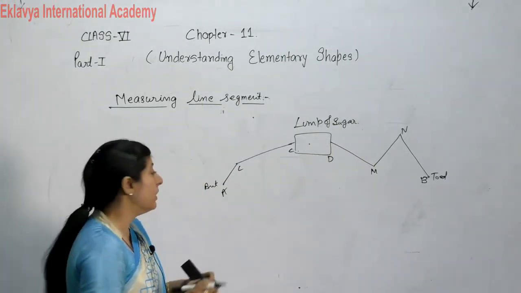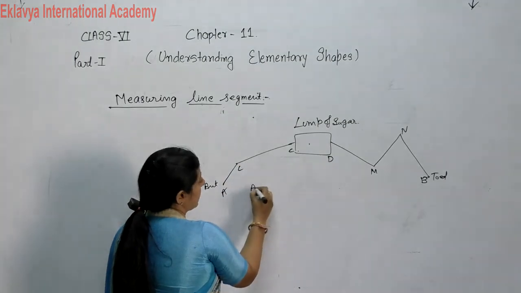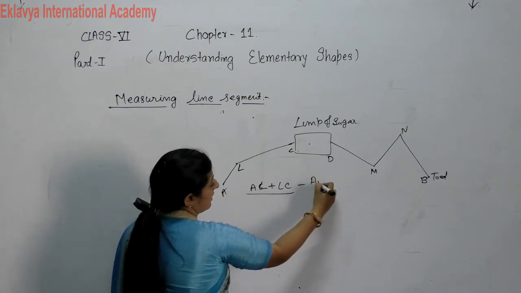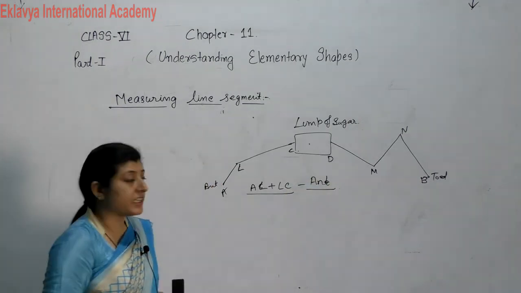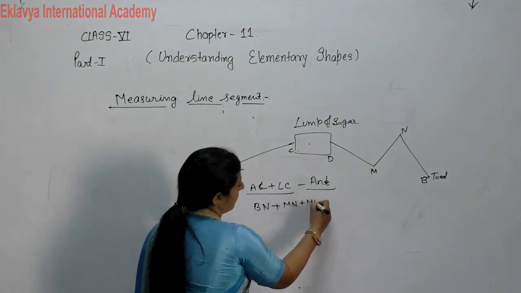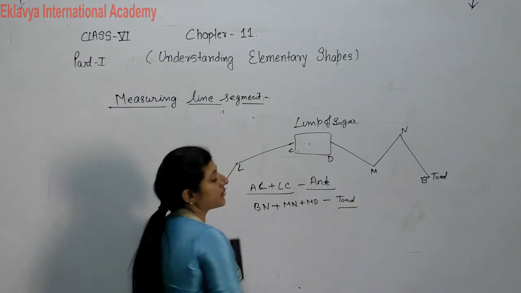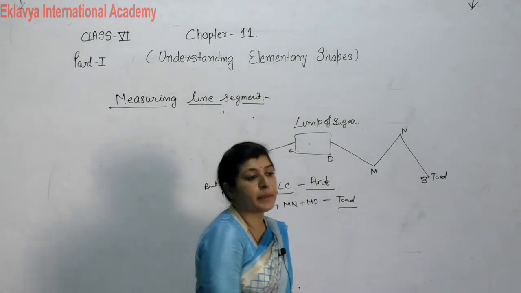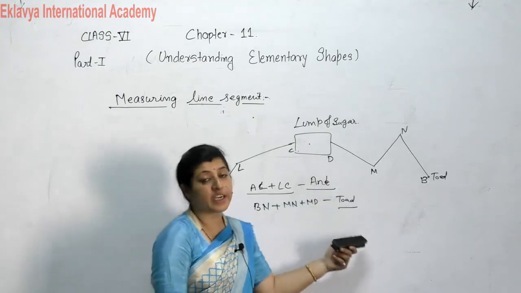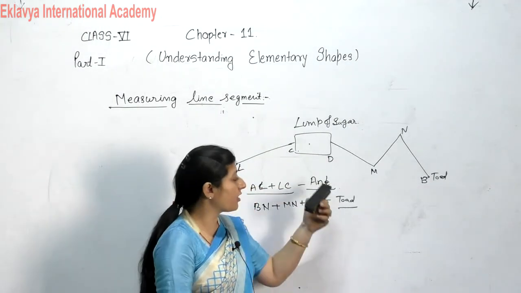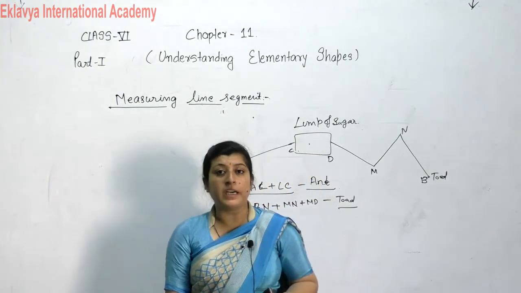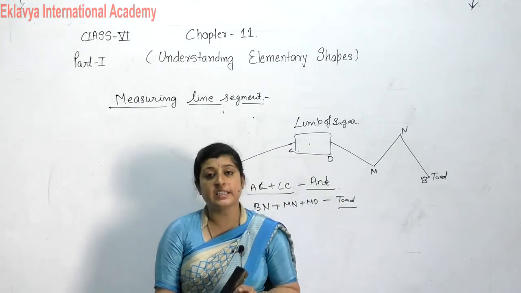Then what we will do? We will firstly measure AC, AL plus LC. This is the length covered by the ant. Then BN, MN, MD. This is the length covered by the toad. Then after measuring it, we can compare who walks more and how much more. We can find out how much more the toad walks than the ant. So this time we will use a ruler properly and find out the length of the line segment.